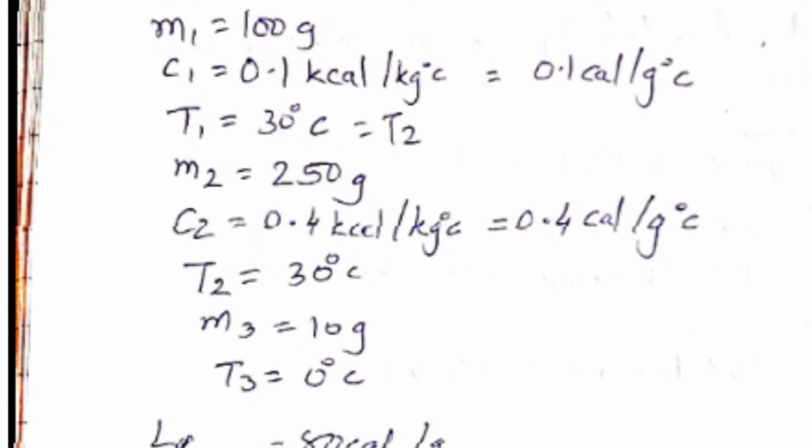right? Because ice you have kept, na? So temperature will definitely fall down. So it will be T1 minus T. Just remember this, that will be delta T1. We'll go ahead.